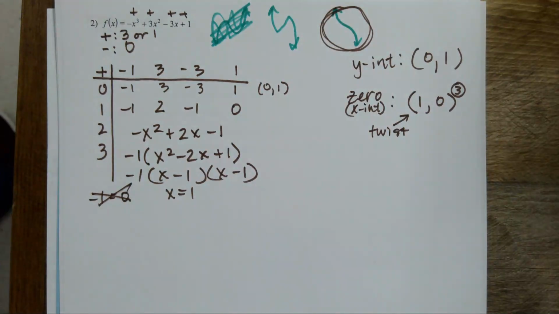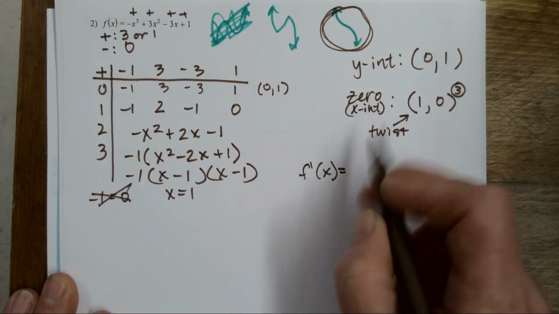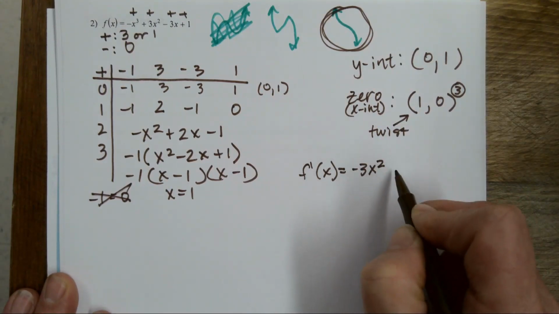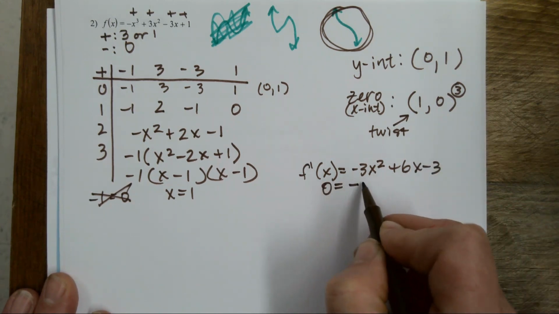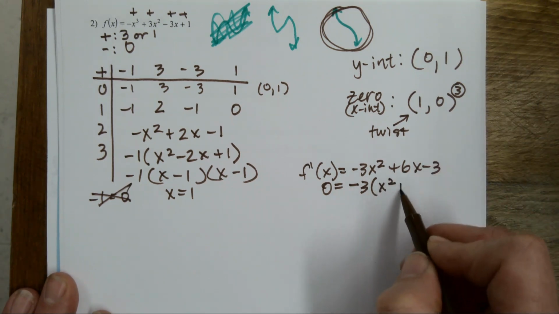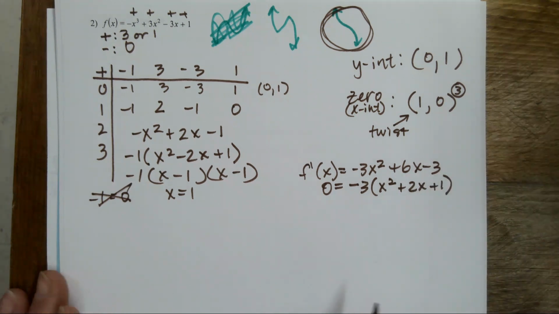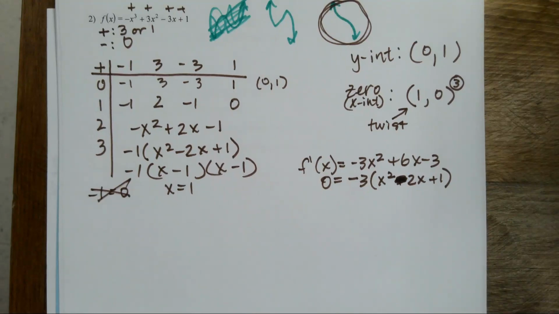and I don't expect you guys to remember all of those things. So let's say you didn't think about the twist thing. So I'm just going to follow the rules, and I'm going to find my derivative. So f prime of x is negative 3x squared plus 6x minus 3. I'll set that equal to 0. I'm going to factor out a negative 3. So that's x squared minus 2x plus 1. Holy cow, that looks really familiar. We just factored that one over here.